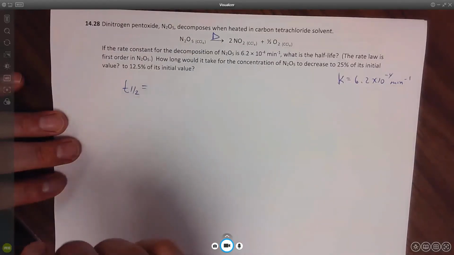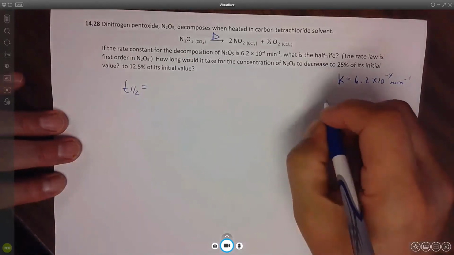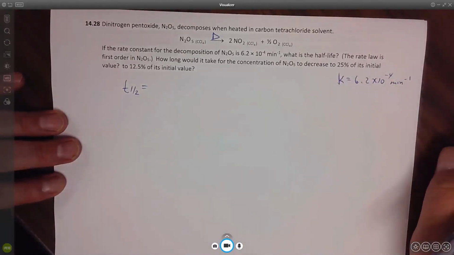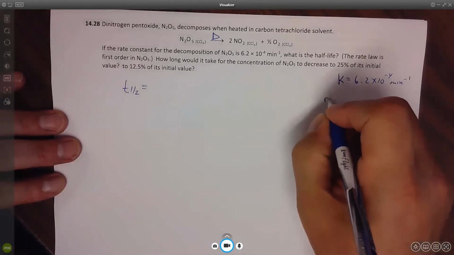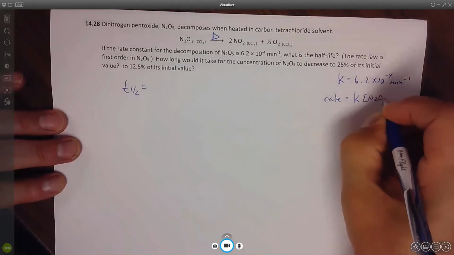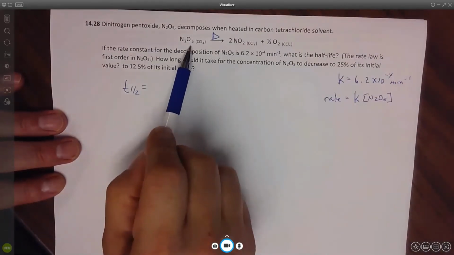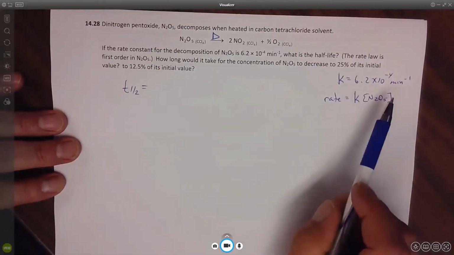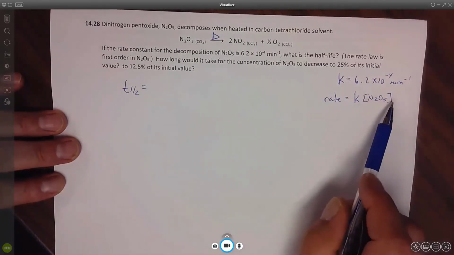Hannah, what do you think? It's first order. There's only one. It's first order, right? So how would I write the rate law then? Exactly what would I write? Rate equals rate constant times the concentration of N2O5. Yeah, right, to the first. Because it's only one reactant, and that reactant is first order, and it doesn't mention a catalyst, then the rate law has to be first order.